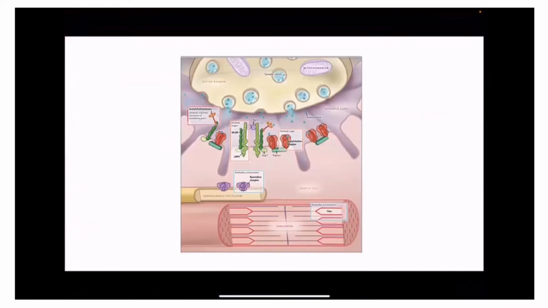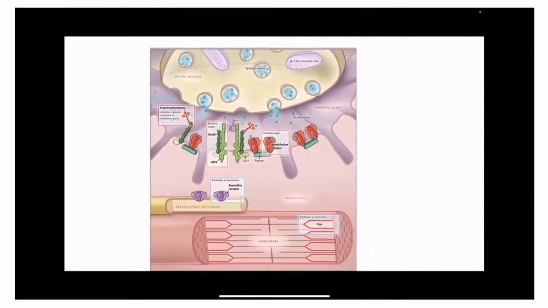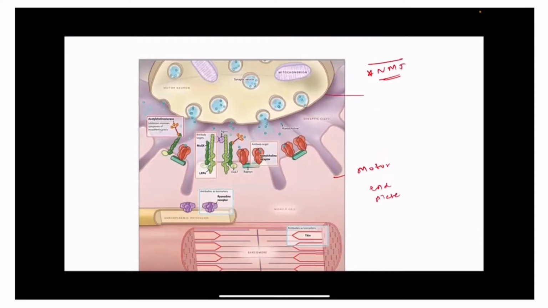Now, myasthenia gravis is very, very easy to remember if you know this diagram. So this diagram is of your neuromuscular junction. As we know, this is your motor end plate, or you can think of this as your muscle. And this is your nerve end plate. And this is your neuromuscular junction, typically.